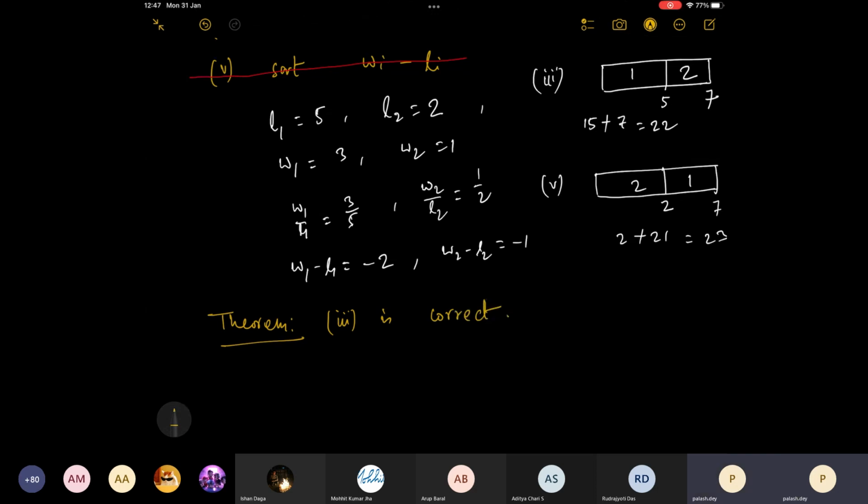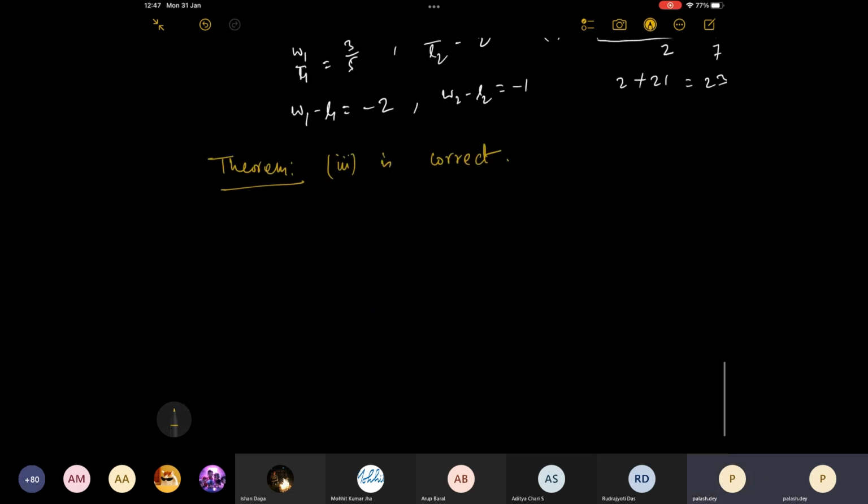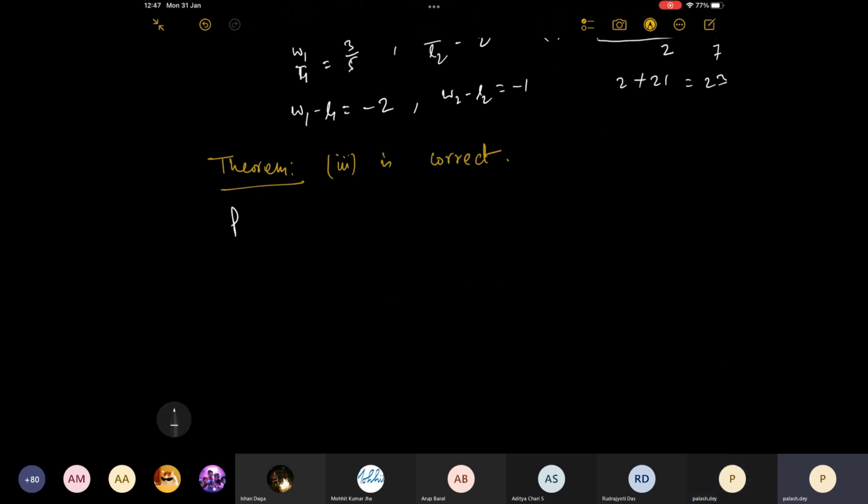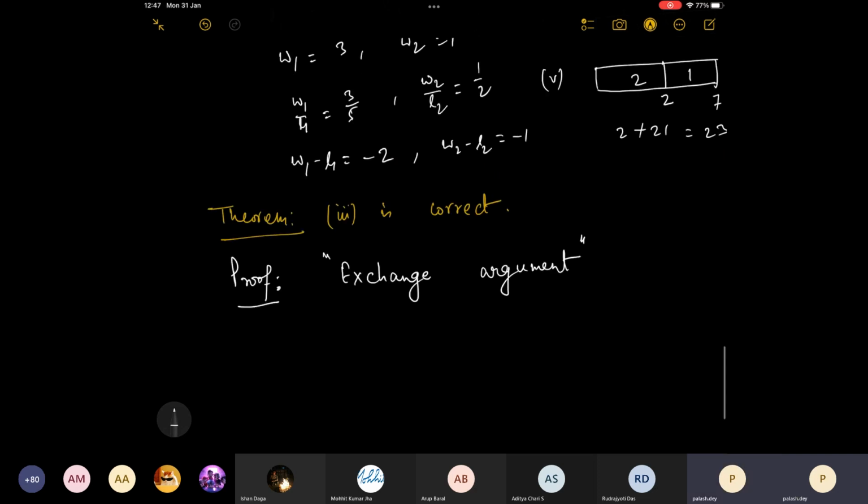Now, how do I prove it? Again, in a proof we should be very, very careful, extremely careful. I am exhibiting a proof technique called exchange argument, which is very powerful and is often very useful in proving correctness of greedy algorithms. Okay, what is the algorithm?